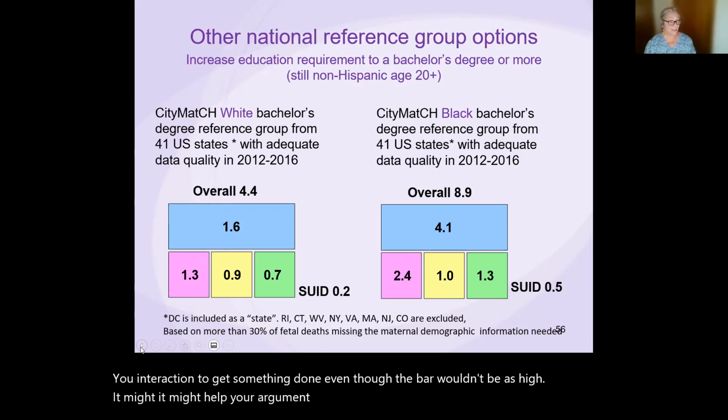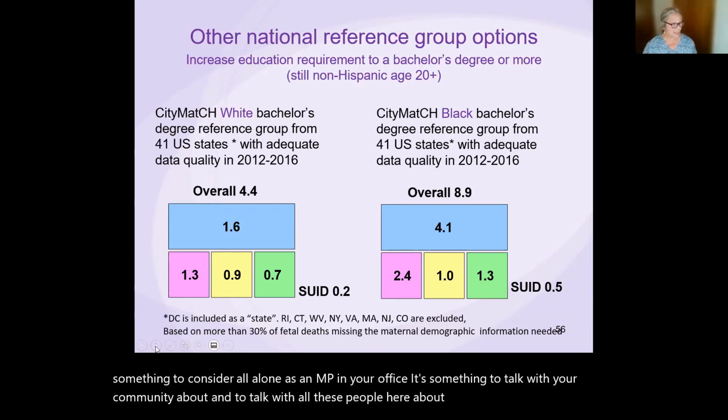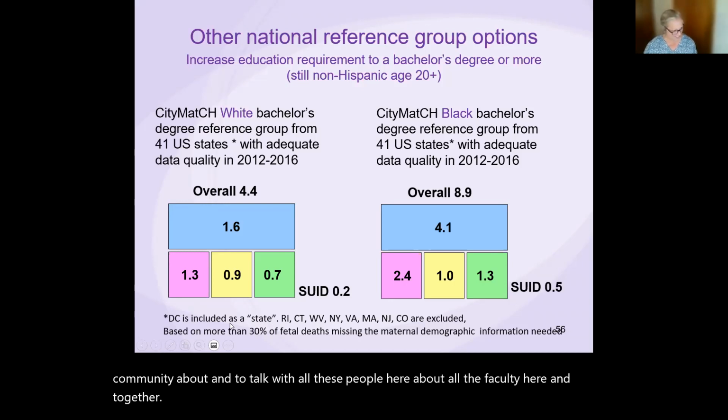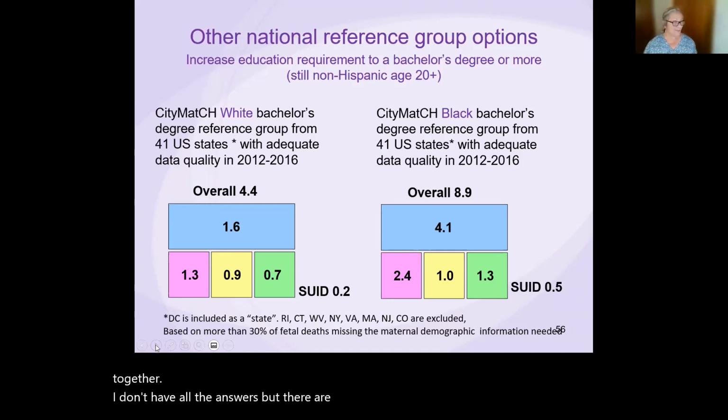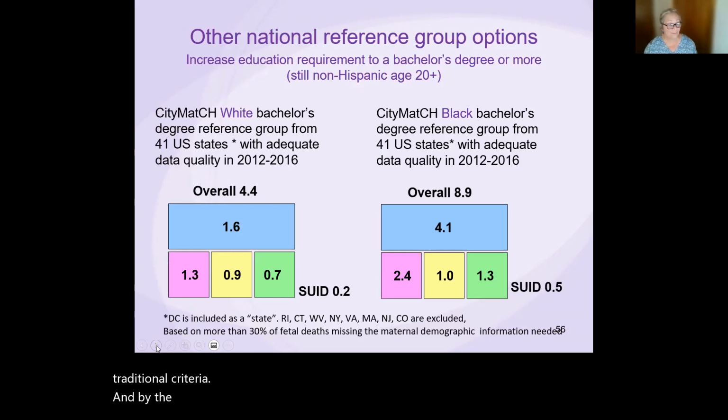So it is something to consider, but not something to consider all alone as an epi in your office. It's something to talk with your community about, and with all the faculty here together. I don't know all the answers, but there are some possibilities anyway. There are quite a few communities who have used different reference groups that are not the standard traditional criteria. And by the way, go ahead. Another question. If you need to finish, go ahead. I was just going to remind everyone that these are bachelor's degrees, so they're higher.